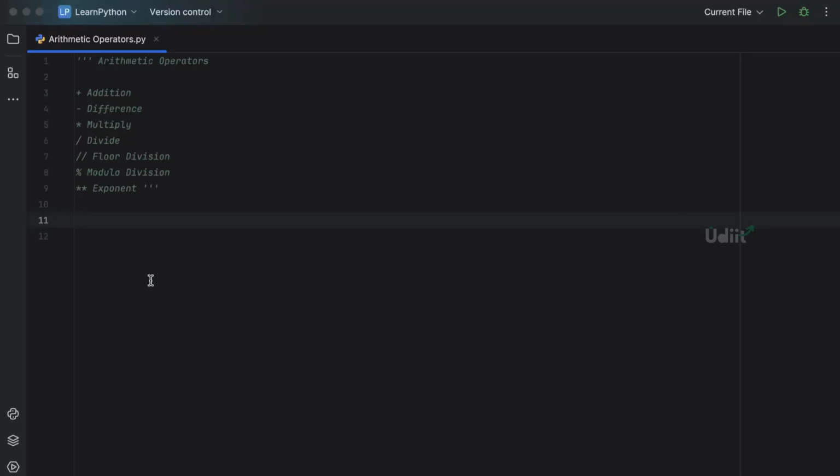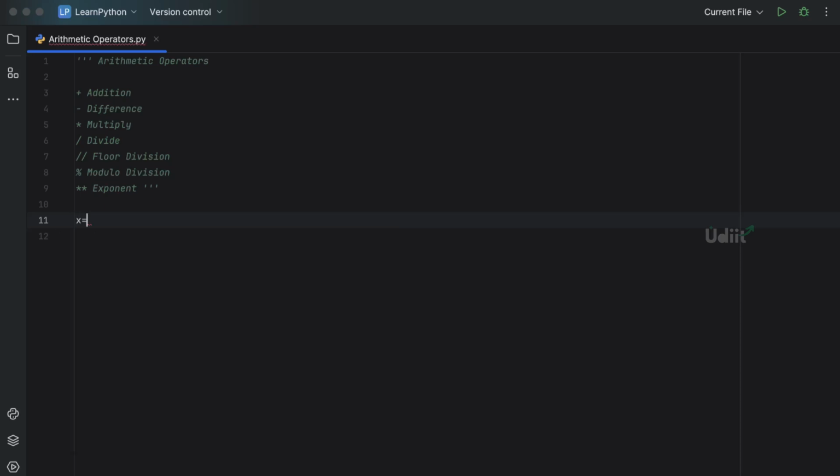Welcome back. In this lesson, we'll learn about arithmetic operators in Python. The arithmetic operators are used to perform arithmetic operations. We have 7 different arithmetic operators: addition, difference, multiplication, division, floor division, modular division, and exponent. I'll create 2 variables and then show you each and every operation one after the other.